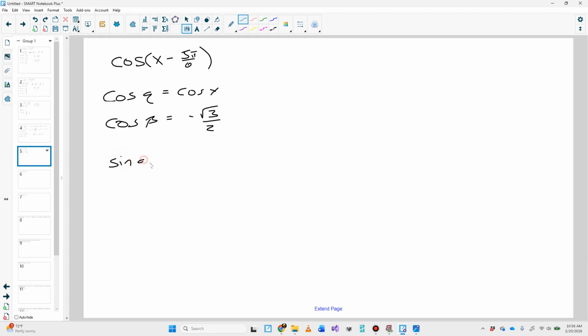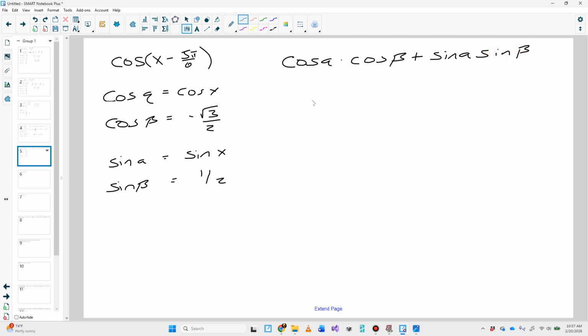The sine of alpha is just sine of x, and the sine of beta is the sine of 5 pi over 6. That's 1/2. It's a cosine difference of angles, so we're going to write that out as cosine alpha times cosine beta plus sine alpha sine beta. So cosine alpha is cosine x times cosine beta, which is the negative square root of 3 over 2. Sine of alpha is just sine x, and sine of beta is 1/2.